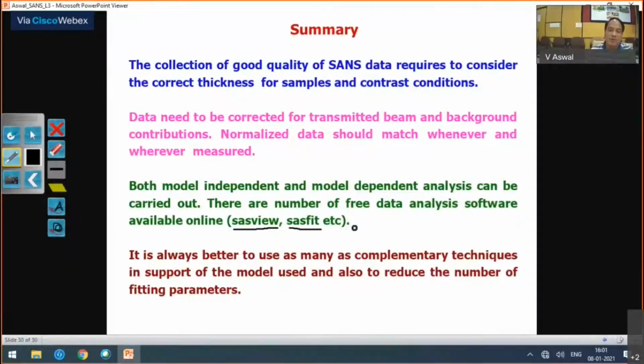And once you have done the analysis, that's not the end of the work. What you should also compare is how complementary techniques support the model used. You should also have data from other complementary techniques to support your model, and that will make your analysis final. Then you can have more confidence in your data analysis.